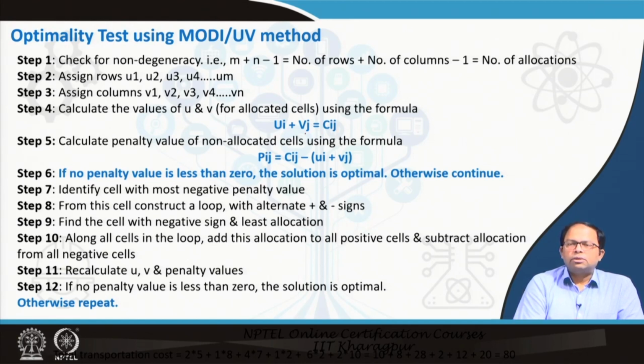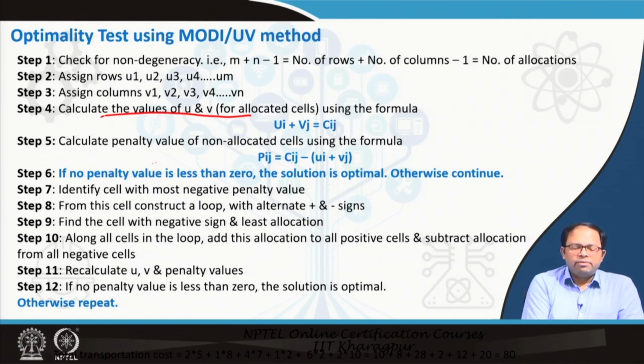cij is the cost value for each of those cells that we have already discussed, and we calculate the values of u and v for allocated cells using this formula. We start with the assumption that u1 is equal to 0, and then based on this assumption we can estimate the values for all the other cells. I will show you that.